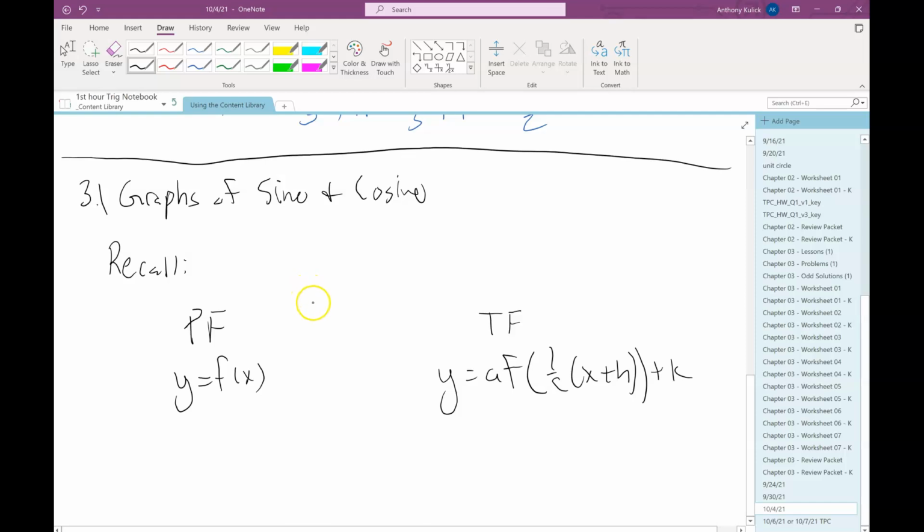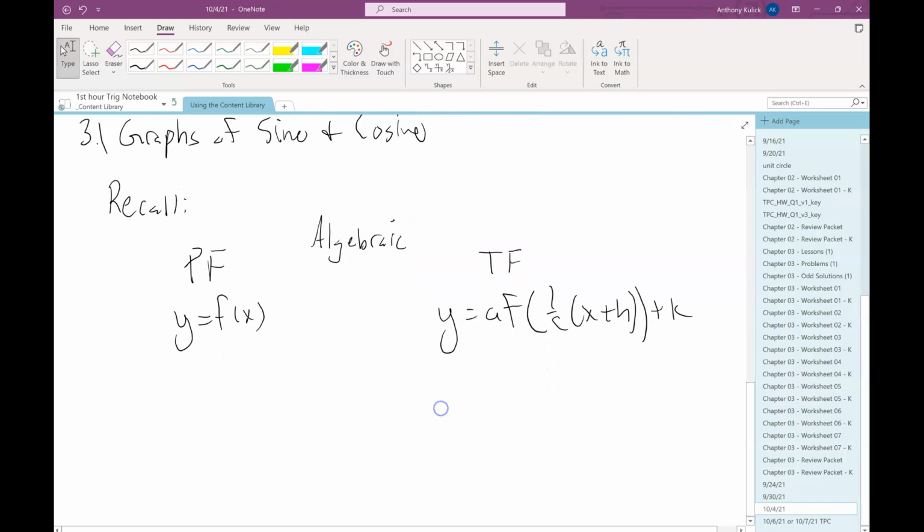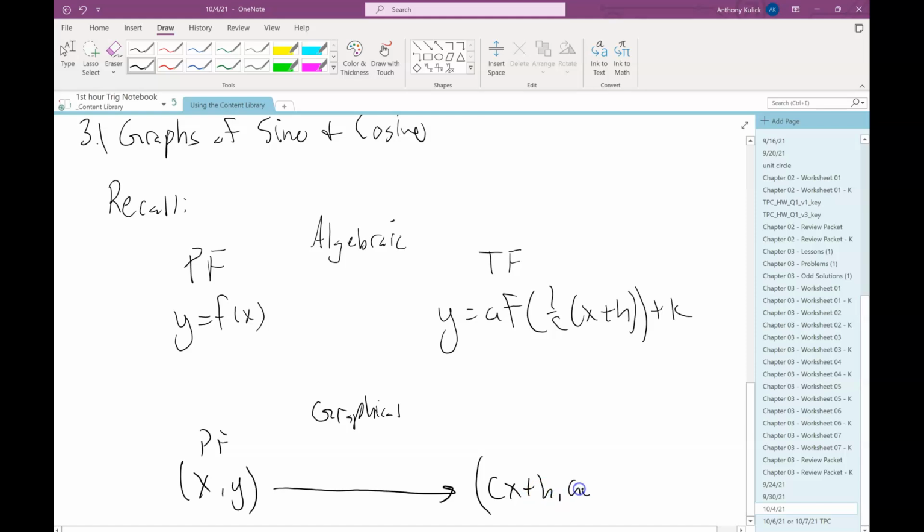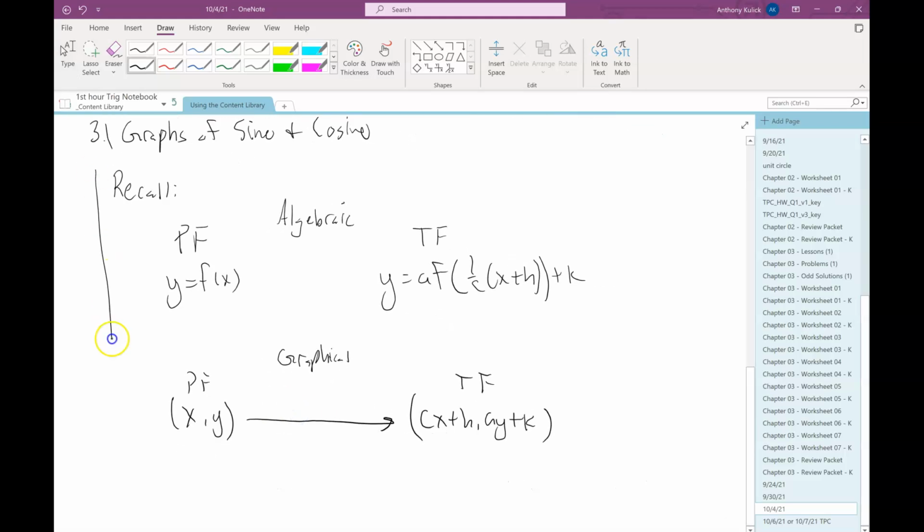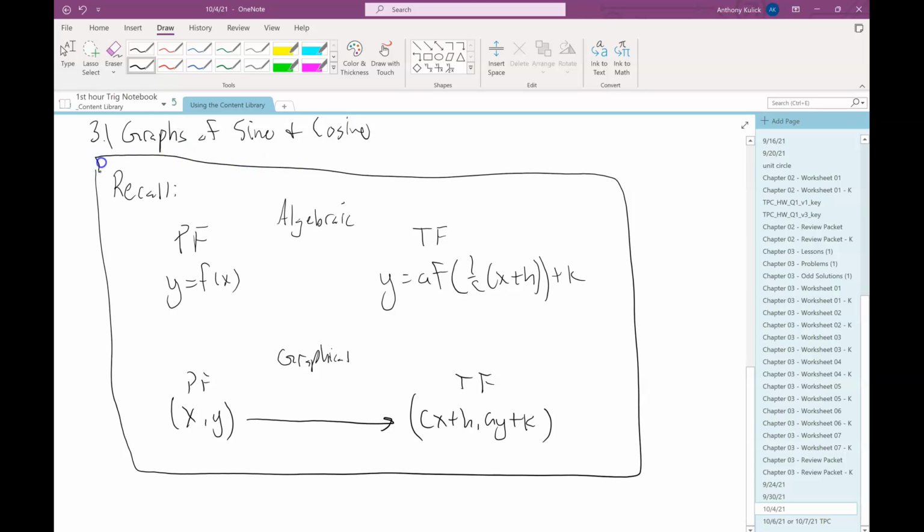So this was like the algebraic representation for that transformation. We also had the graphical representation where my parent function, this time I'm just talking about transforming a point. But I can take any point from my parent function and turn it into the transformed function by following that map there that we've drawn.